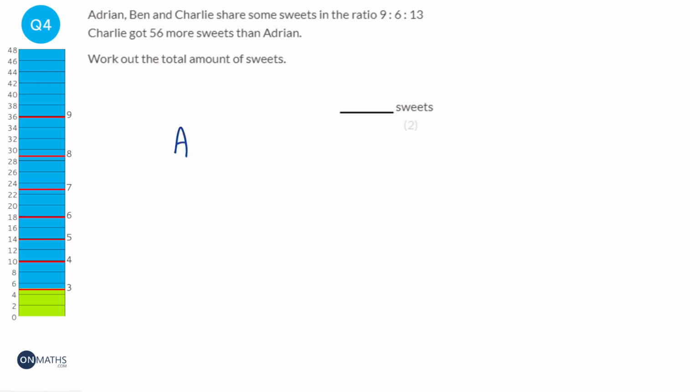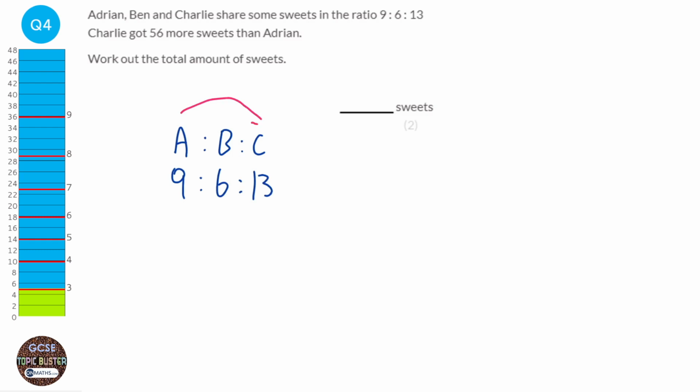So this question says that Adrian, Ben and Charlie have some sweets, and the ratio of Adrian to Ben to Charlie is 9 to 6 to 13. But it also says that Charlie got 56 more sweets than Adrian. So there's 56 more sweets. Well, looking at the actual parts of the ratio, there are 4 more parts. So plus 4 parts, which represent plus 56 sweets. So the 4 extra parts are worth 56 sweets.